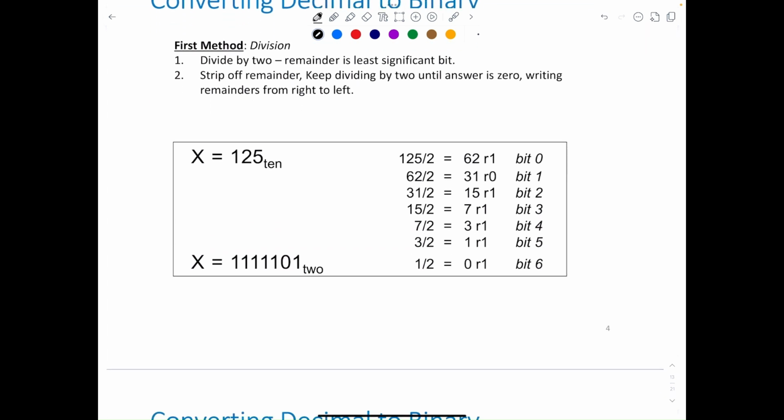Here again, I just explained that in my slide, I just walked through it with you. So in this case, it's 125. 125 divided by 2 is 62.